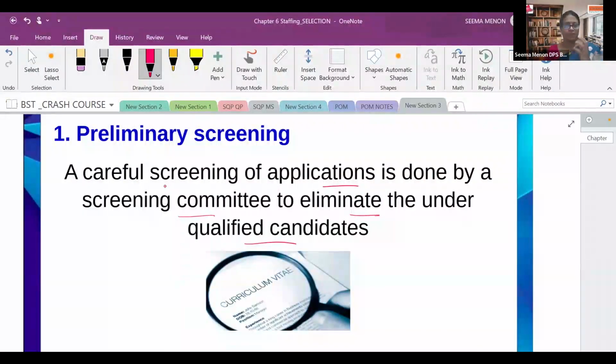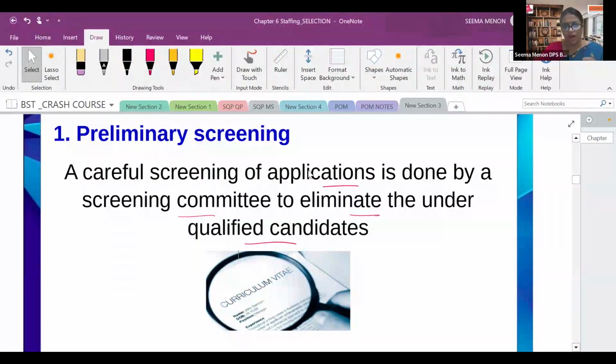If it is an accountant, there should be a candidate with a BCom qualification or any other qualification related to finance and accounting. All others will be considered underqualified candidates. So we have to sort out and eliminate them. That is coming in the preliminary screening. Very important: the first one, preliminary screening only.